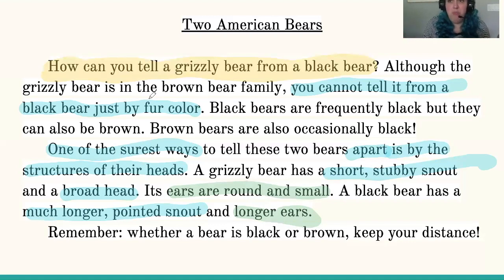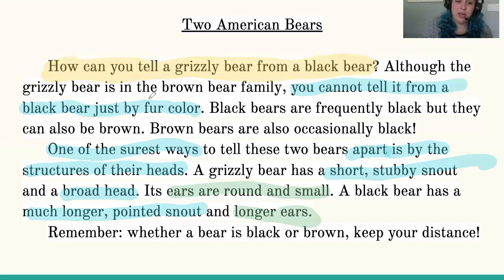If I were asked, hey, Miss W, I need you to write down, tell me what the main idea is and what are the details that support this as a question on a test or practice or homework or whatever, I would say the main idea of this text is how to tell a grizzly bear from a black bear. In the text, it says one of the ways to tell the two bears apart is by the structures of their head. An example of this is that a grizzly bear has a short, stubby snout and a broad head. A grizzly bear also has round and small ears.